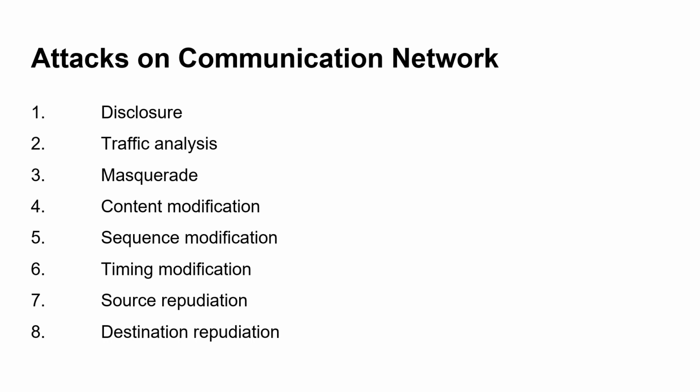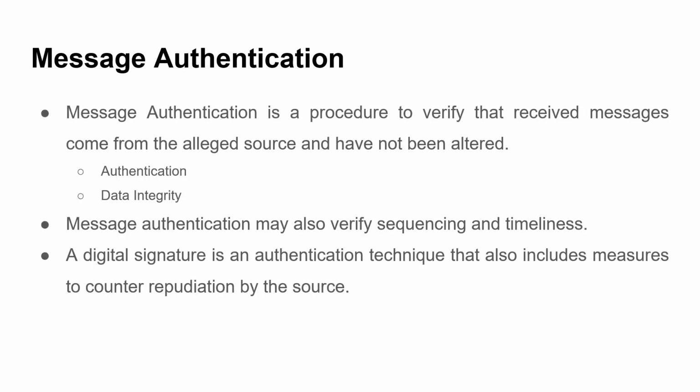And source and destination repudiation is nothing but denying an action that has been performed by the source or destination. So these are the possible kinds of attacks in my communication network. In order to overcome these kinds of attack, message authentication is very important.